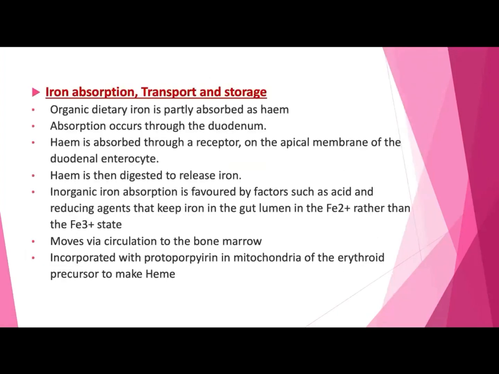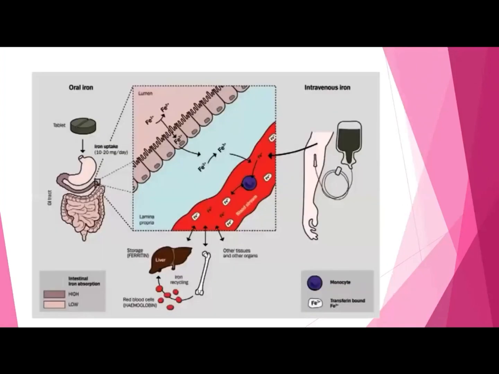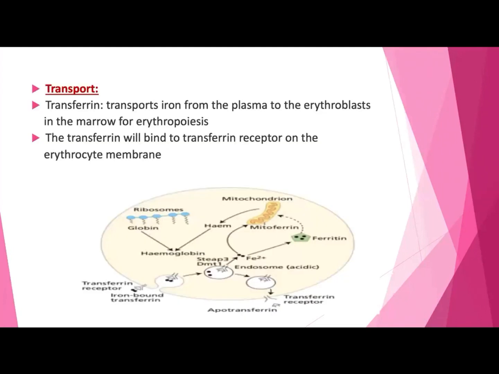Iron is absorbed from the duodenum and transferred in the plasma by transferrin, a protein important for the transport of iron from the plasma to the erythroblast. When it reaches the erythroblast, it is received by the receptor, which is called the transferrin receptor. It takes the iron, and then the transferrin receptor is recycled. The iron is used either for the synthesis of heme or stored as ferritin.